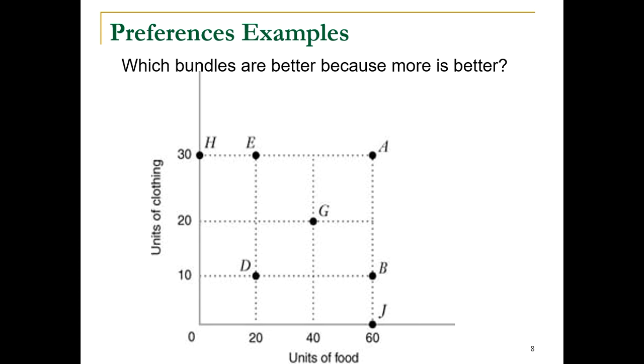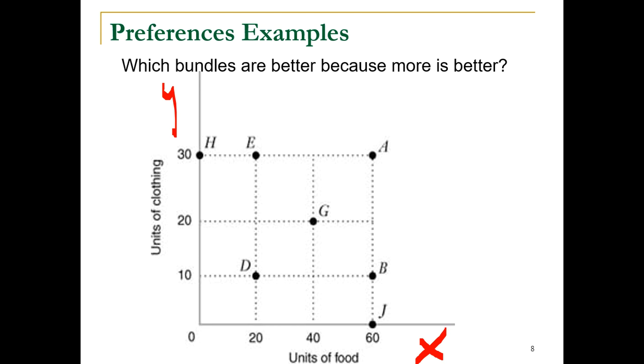So let's try to apply this using this graph here, assuming that on the y-axis we have units of clothing, and on the x-axis we have units of food. So the question is, which bundles are better because more is better?